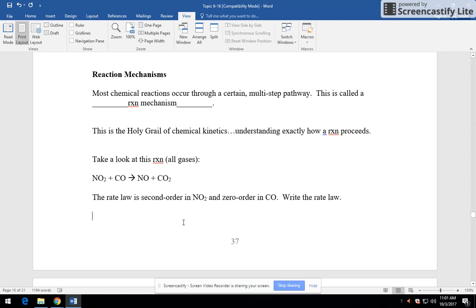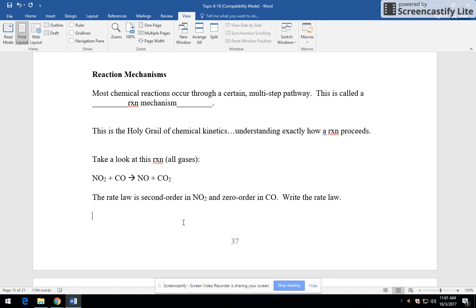Remember, rate laws can only be determined experimentally. But I'm going to tell you that the rate law is second order in NO2 and zero order in carbon monoxide. So I want you to write the rate law right now. Press pause, get in groups of 3, 4, or 5, move your desks, and write down the rate law. Make sure you all have it. So pause. Okay, now you're back.